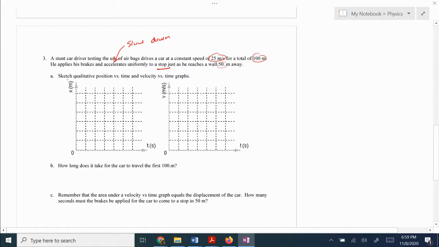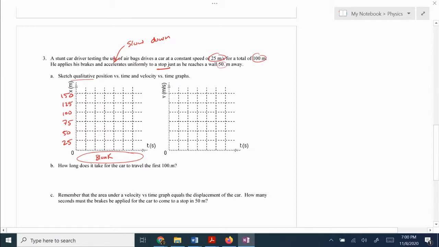This is a qualitative position versus time graph, which means that you don't need to have numbers. I'm going to go ahead and put numbers on it just because I think that's going to be helpful for me. It's got to go all the way up to 150, so if I go by 25s, that should work pretty well. I'm up to 150. I don't know anything about the time axis, so I'm going to just leave the time axis blank.